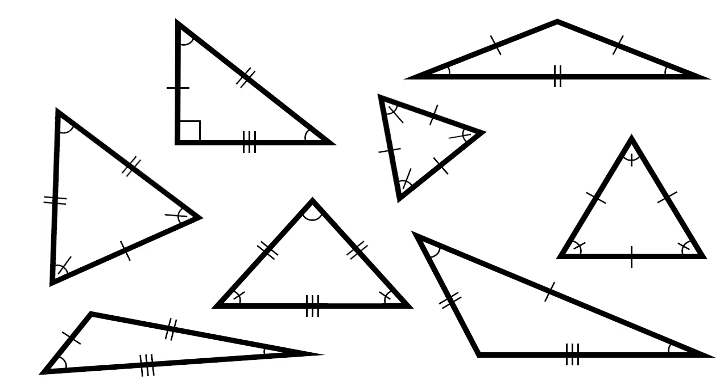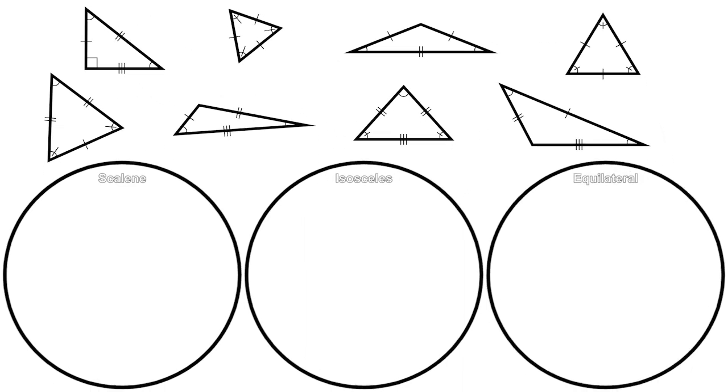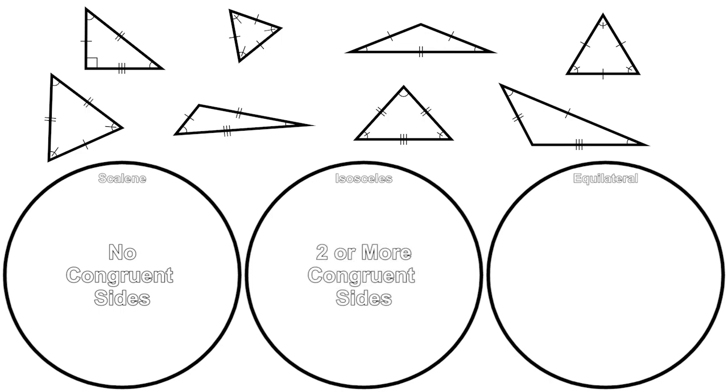One way to sort the triangles would be according to the sides. Let's use a Venn diagram to organize the groupings. The first group will be no congruent sides, or scalene. The second group will be 2 or more congruent sides, or isosceles. And the last group will be 3 congruent sides, or equilateral.